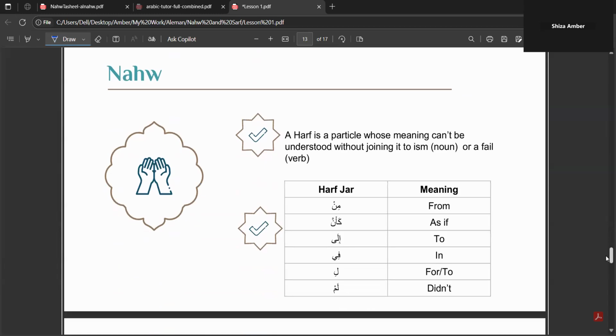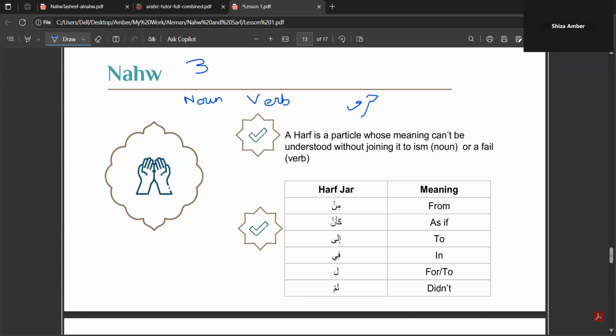All right. Now we have the harf. I told you that in Arabic we have 3 parts of speech, right? What were they? Can you remind me? Noun, verb, and harf jar. Yeah, perfect. Noun, verb, and as for now you can remember harf-jar, because we'll be doing harf-jar right now.